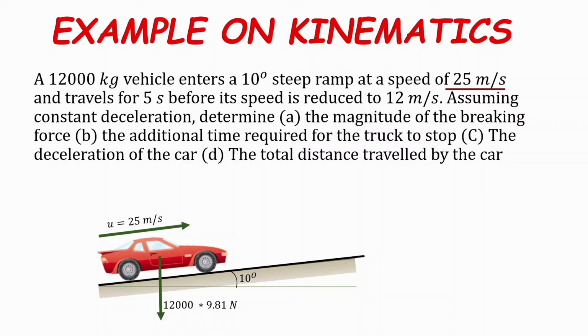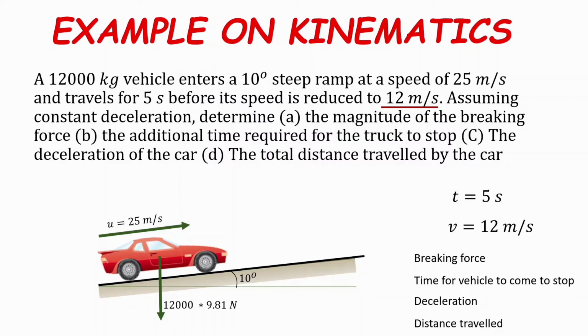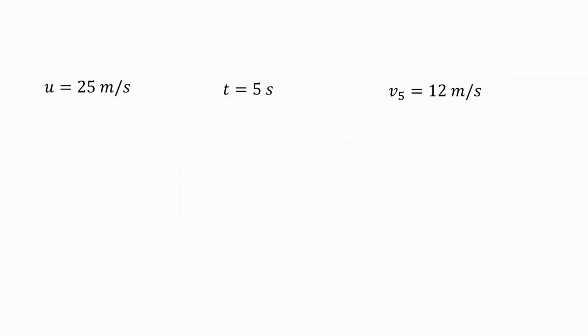Then other things that were given to us, we were told that when the time is 5 seconds, as it's moving along that path, velocity was reduced to 12 meters per second. Then we have to assume constant deceleration and calculate certain variables: the magnitude of the braking force, the additional time required for the truck to stop, the deceleration of the car, and finally the distance traveled by the vehicle. So two variables quickly will be determined in this video based on this particular question that has been given to us. Let's start with what has been given to us.